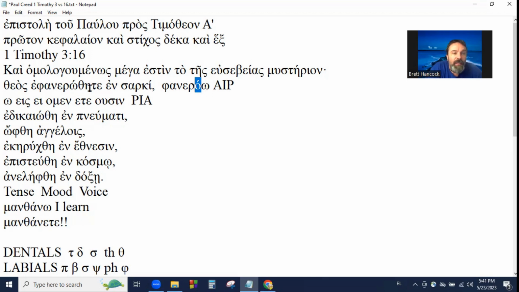Ephanerothe. So ephanerothe autos, ephanerothe theos, theos ephanerothe. But here we've got humes ephanerothete. So you were revealed, you were made clear. And then it would be san, so it's kind of like usin. But obviously the diphthong here is eta, and then instead of sin, it's san. You'll see that alpha shows up a lot in the aorist. Anyway, hopefully that helps. Passive voice, pathetikos, indicative mood, aorist tense.